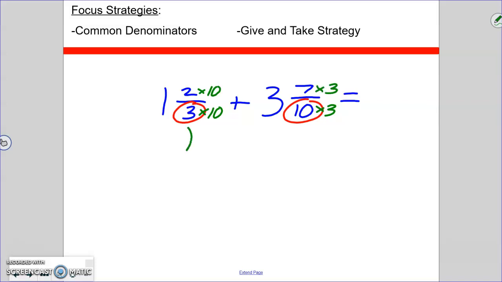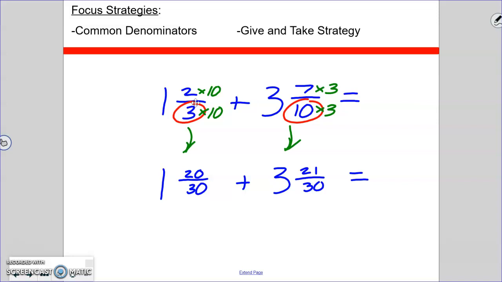So now I'm going to go ahead and rename both mixed numbers, not just the fraction, but the whole mixed number. So over here, now we're going to have 1 and 20/30. And over here, now we're going to have 3 and 21/30. And these are what we're going to end up adding together. So we could do that right now. We could go ahead and add 1 plus 3, and then we could do 20/30 plus 21/30.